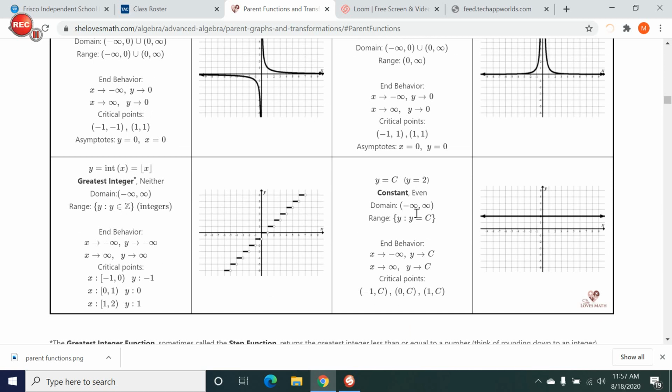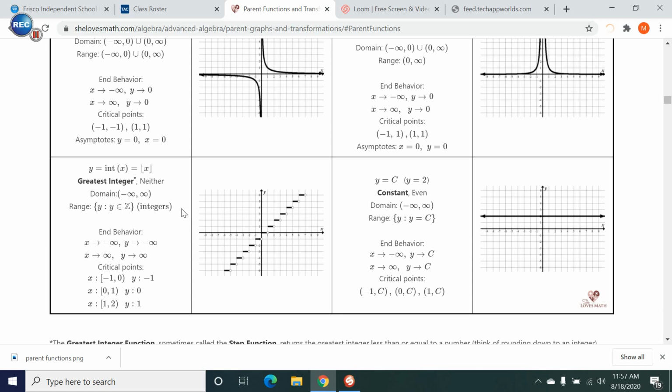Its domain would be negative infinity to positive infinity, and I want you to pay attention to the way that the range is written. First of all, these brackets here are a symbol that means the set. So when you see these brackets, it says the set of y values such that y is equal to c, which in this case would be 2. So your range would be the set of y values such that y equals 2.